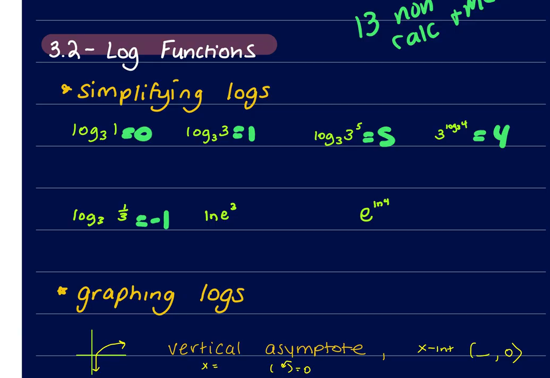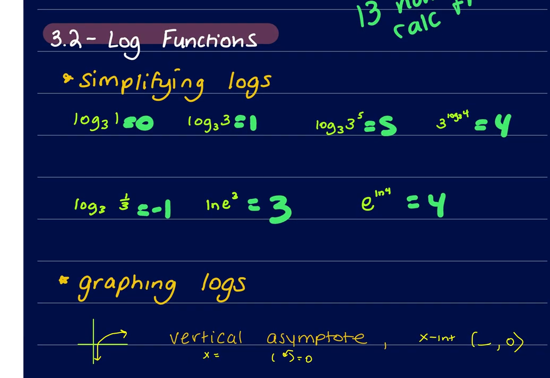-1. We got to move it but keep the value, right? ln of e to the 3rd? 3. And e to the ln of 4? 4. Okay? So I mean, you might get 1 easy like that, but then others, those could get built into the other skills.